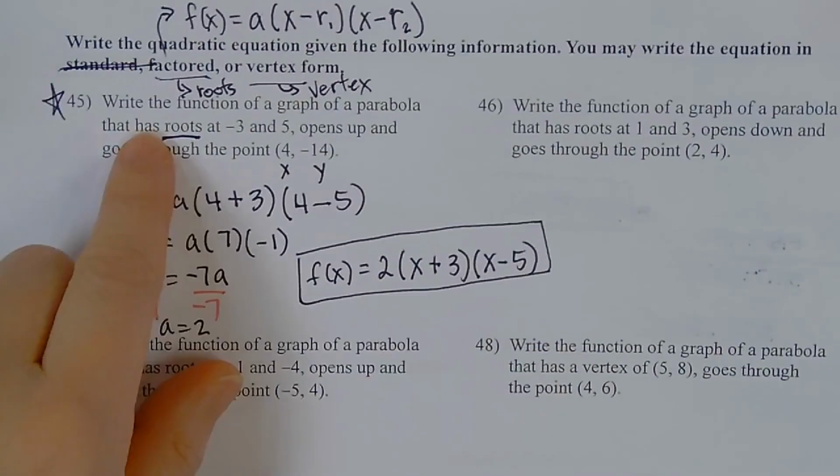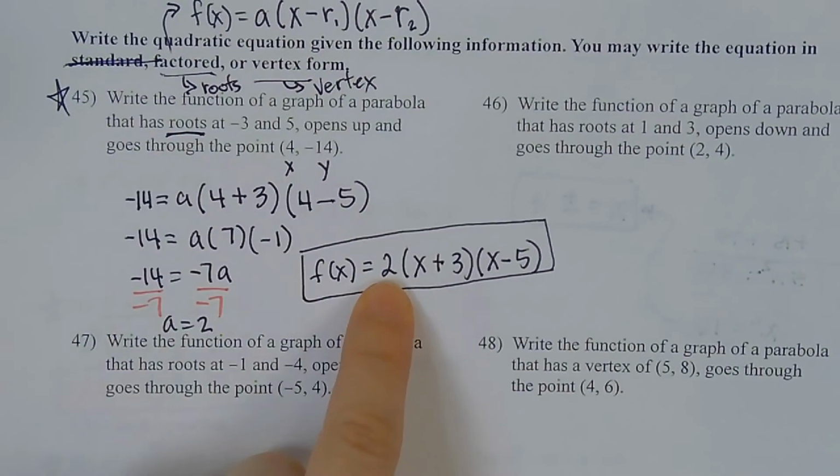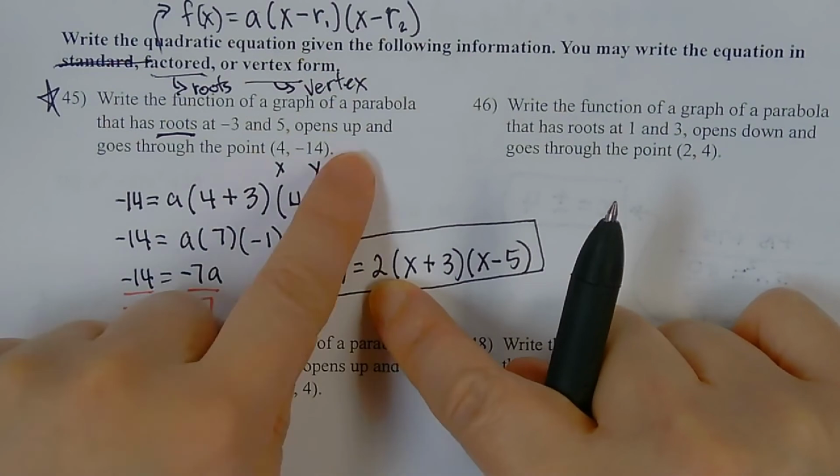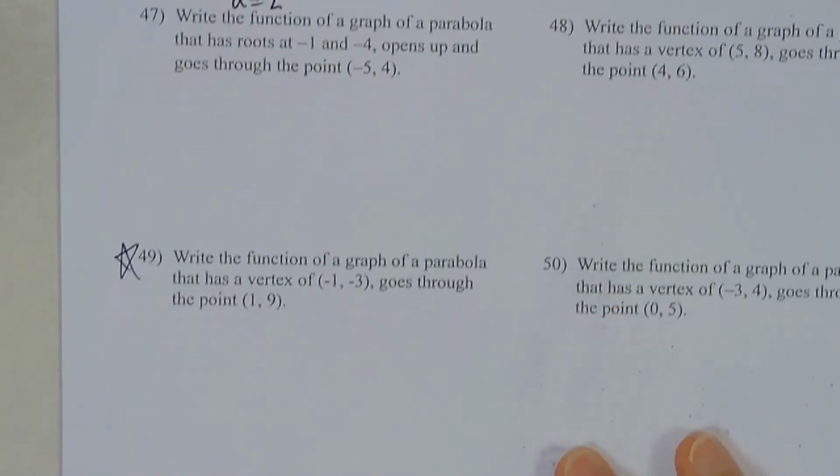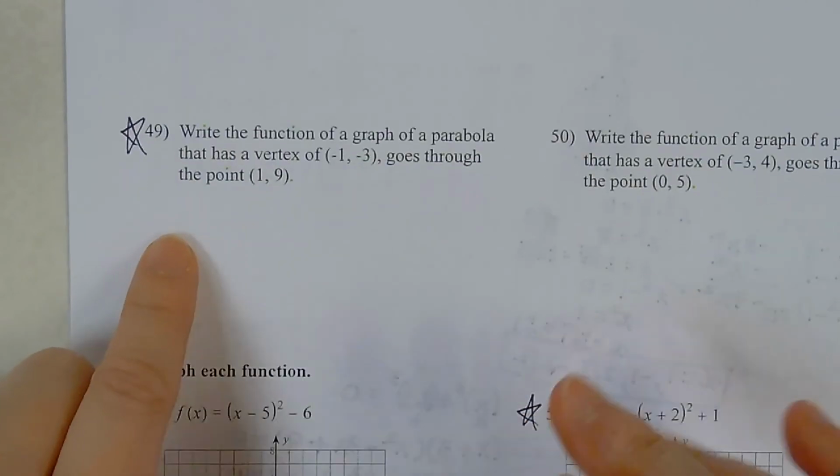All right, so this is what happens when you have roots. And it does open up because it is a positive 2, and it says opens up, so that matches. So happy days. All right, 49.